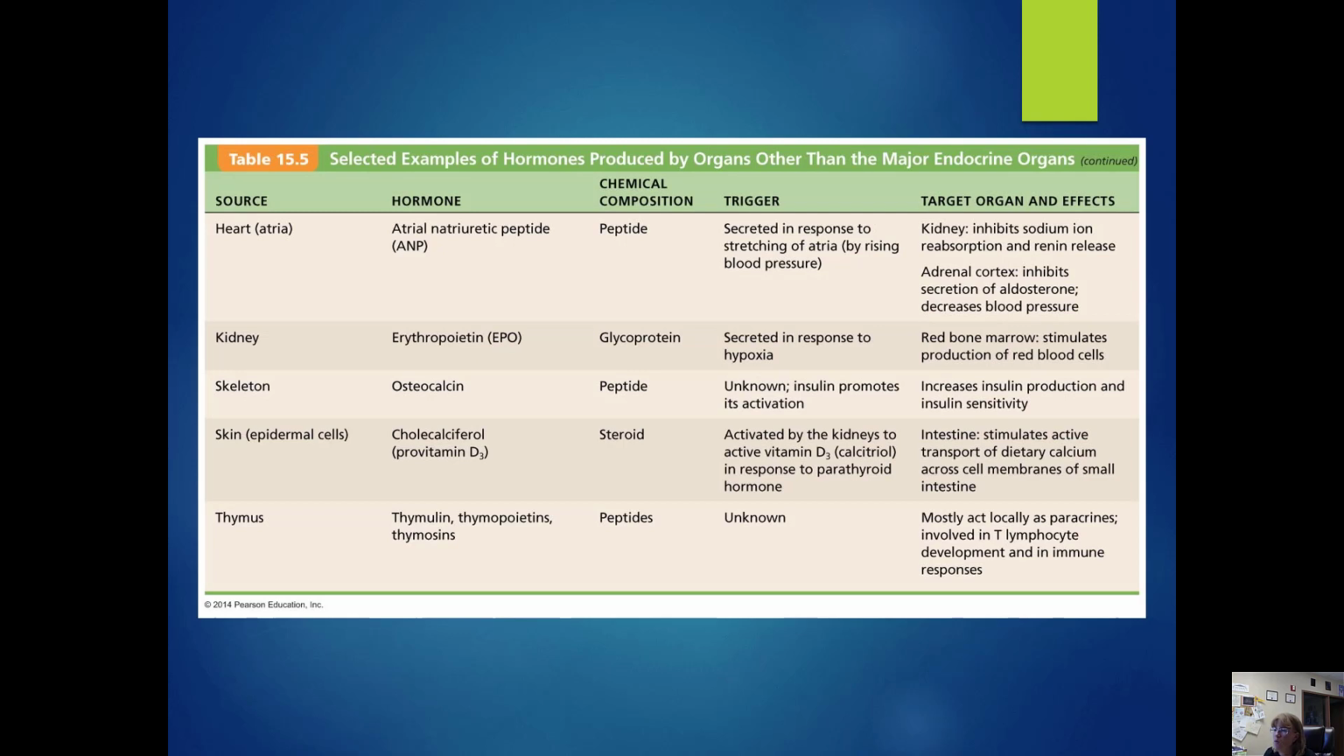And we won't worry about the skeleton. Then cholecalciferol is made by the skin, but then it has to go to the kidneys to get changed into 1,25-dihydroxy vitamin D3, and then it will cause the absorption of calcium across the cell membranes of the small intestine. And we won't worry about the thymus.